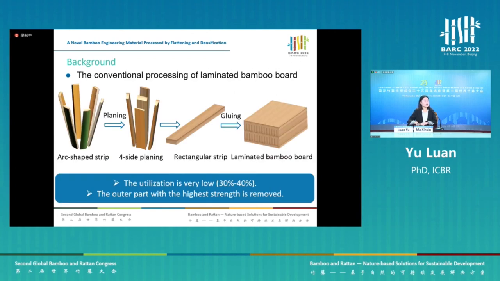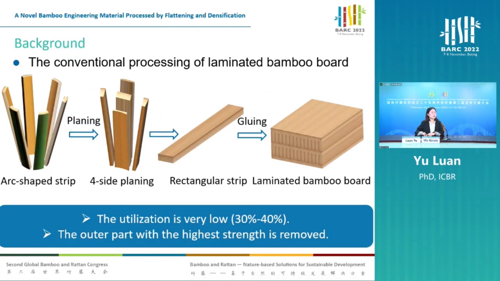However, in the conventional processing, the bamboo strips must be planed on four sides to be rectangular before assembling and gluing. This process allows only 30% to 40% of bamboo to be used, and the outmost part with the highest strength and density is removed.